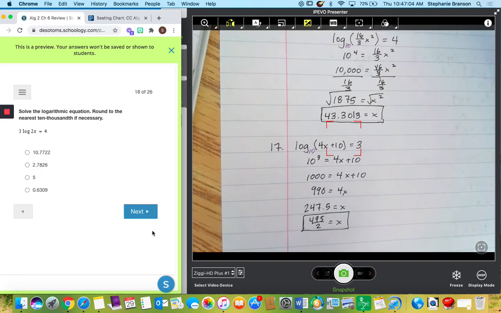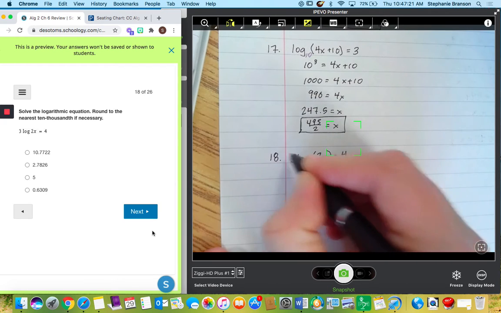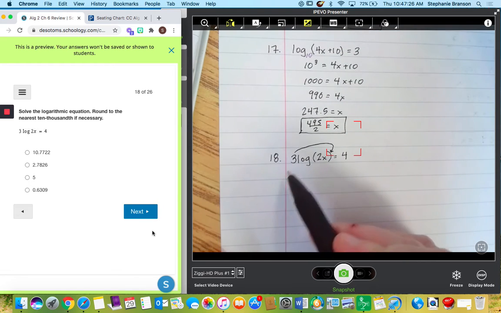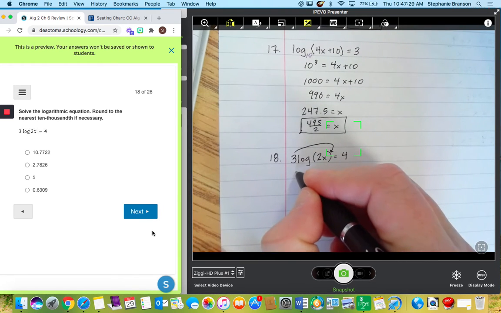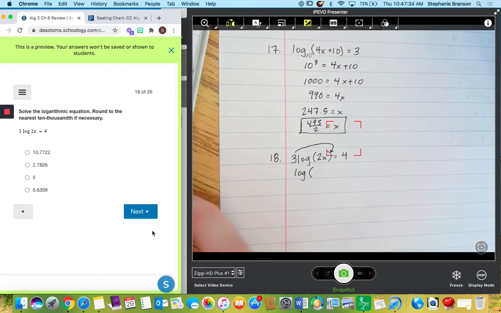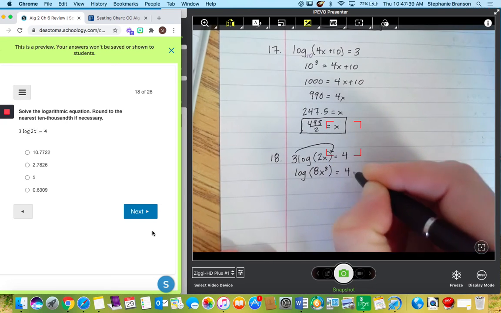All right, I'm going to work 18 with you. 18, I've got 3 log of 2x is equal to 4. The biggest mistake I see on this problem is, sure, you take the 3 back, but you've got to remember to take the 3 for both 2 and x. We can't just cube the x, we also have to cube the 2. So this becomes log of 2 raised to the 3rd, which is 8x cubed, is equal to 4.